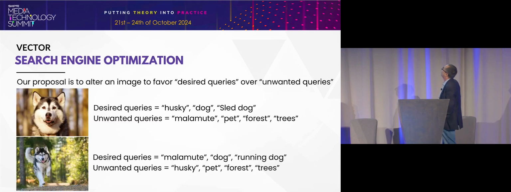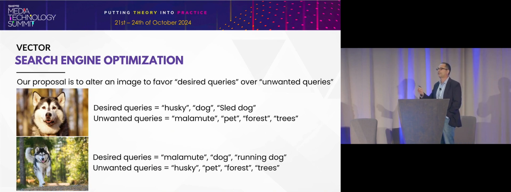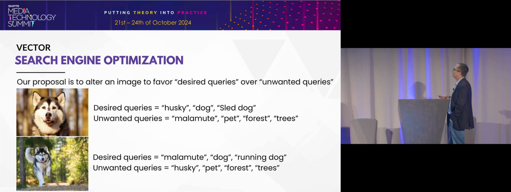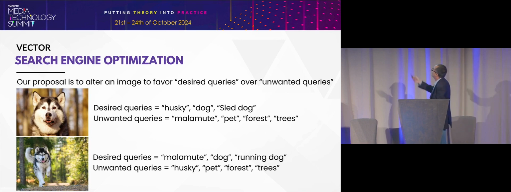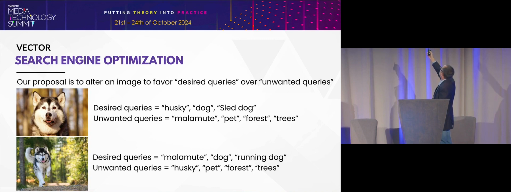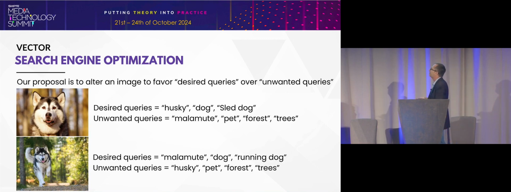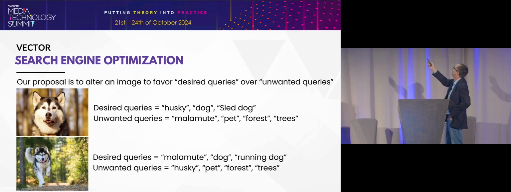So let's use that. In our search engine optimization, we want to use adversarial attack techniques to enhance certain queries and diminish other queries. In our case here, this is a husky. I want my image to be returned when I say husky, dogs, or sled dog, but I really don't want that husky to be taken for a Malamute, which is another type of dog, or a pet, and I don't really care about the forest and the trees. By applying modifications to the image, we can make the image classifier think that this dog here is really a husky and not a Malamute.